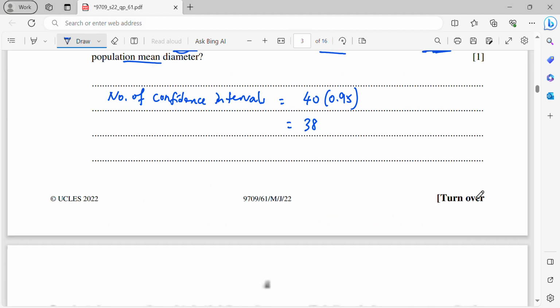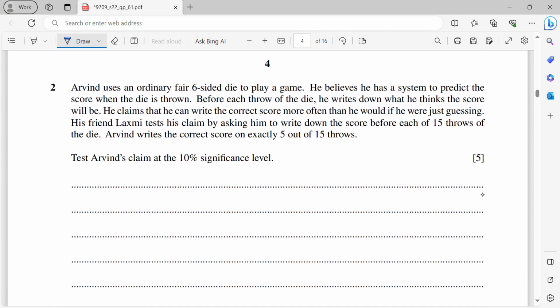Okay. Now for question 2. Arvin uses an ordinary fair 6-sided dice to play a game. He believes he has a system to predict the score when the die is thrown. Before each throw of the die, he writes down what he thinks the score will be. He claims that he can write the correct score more often than he would if he were just guessing.